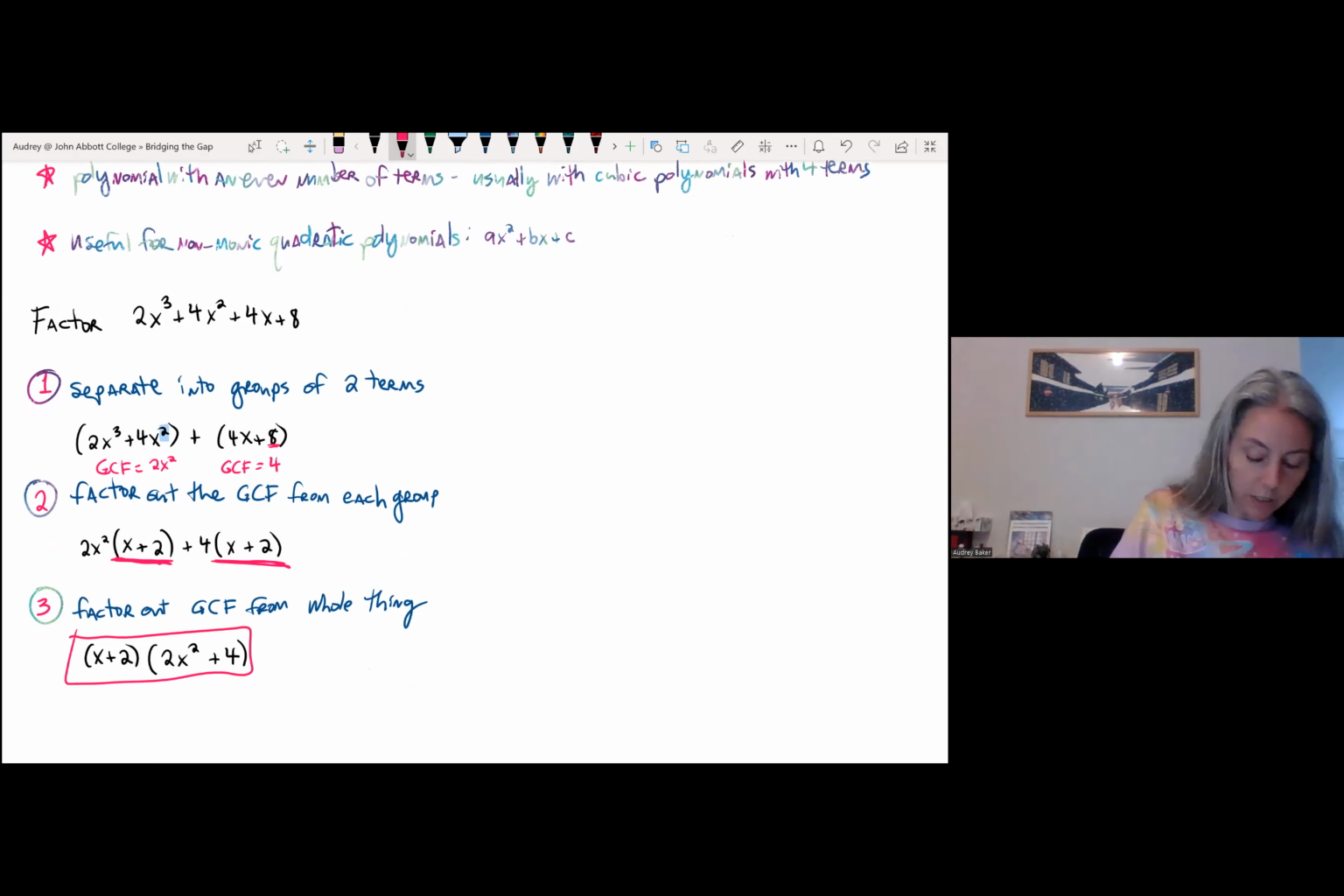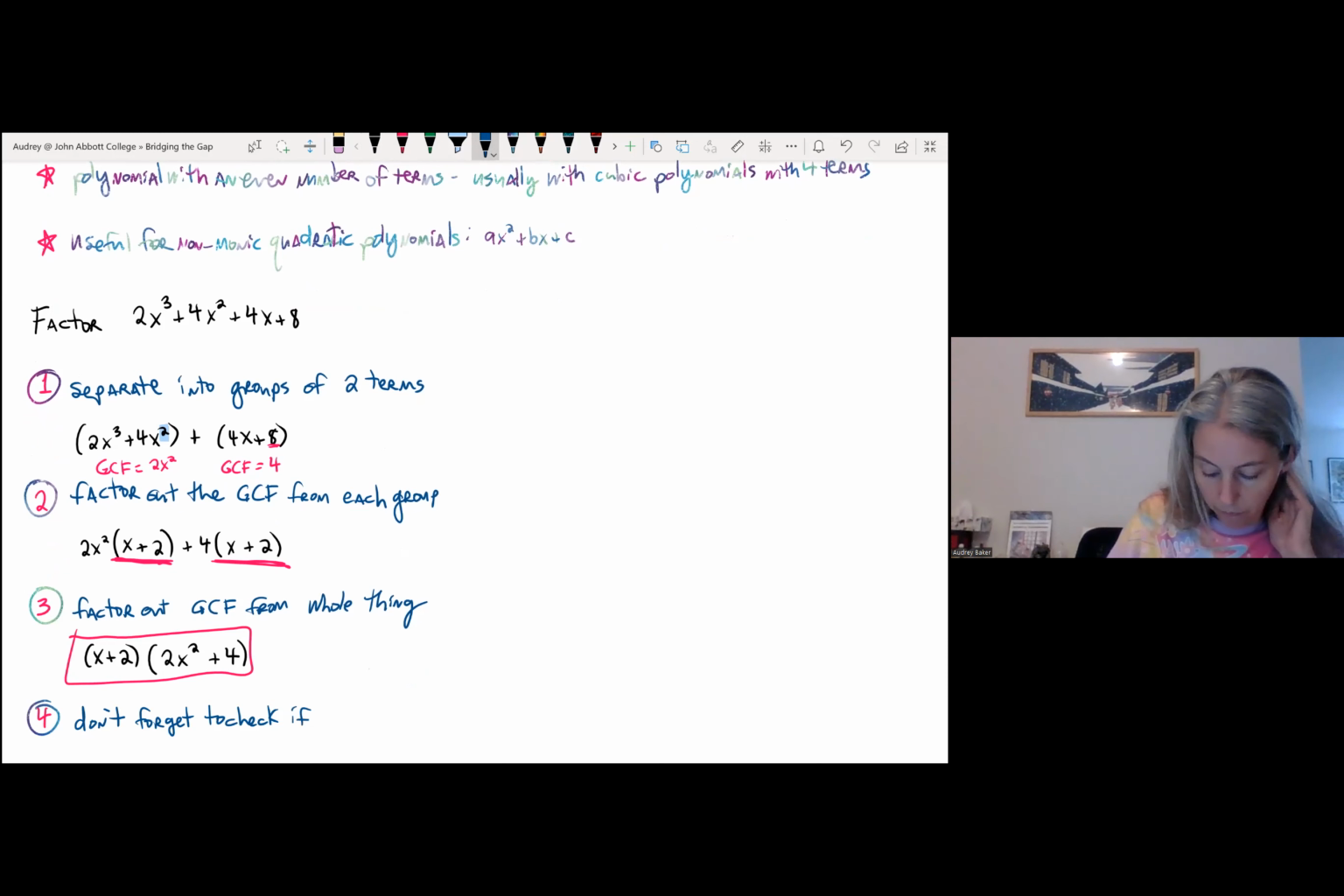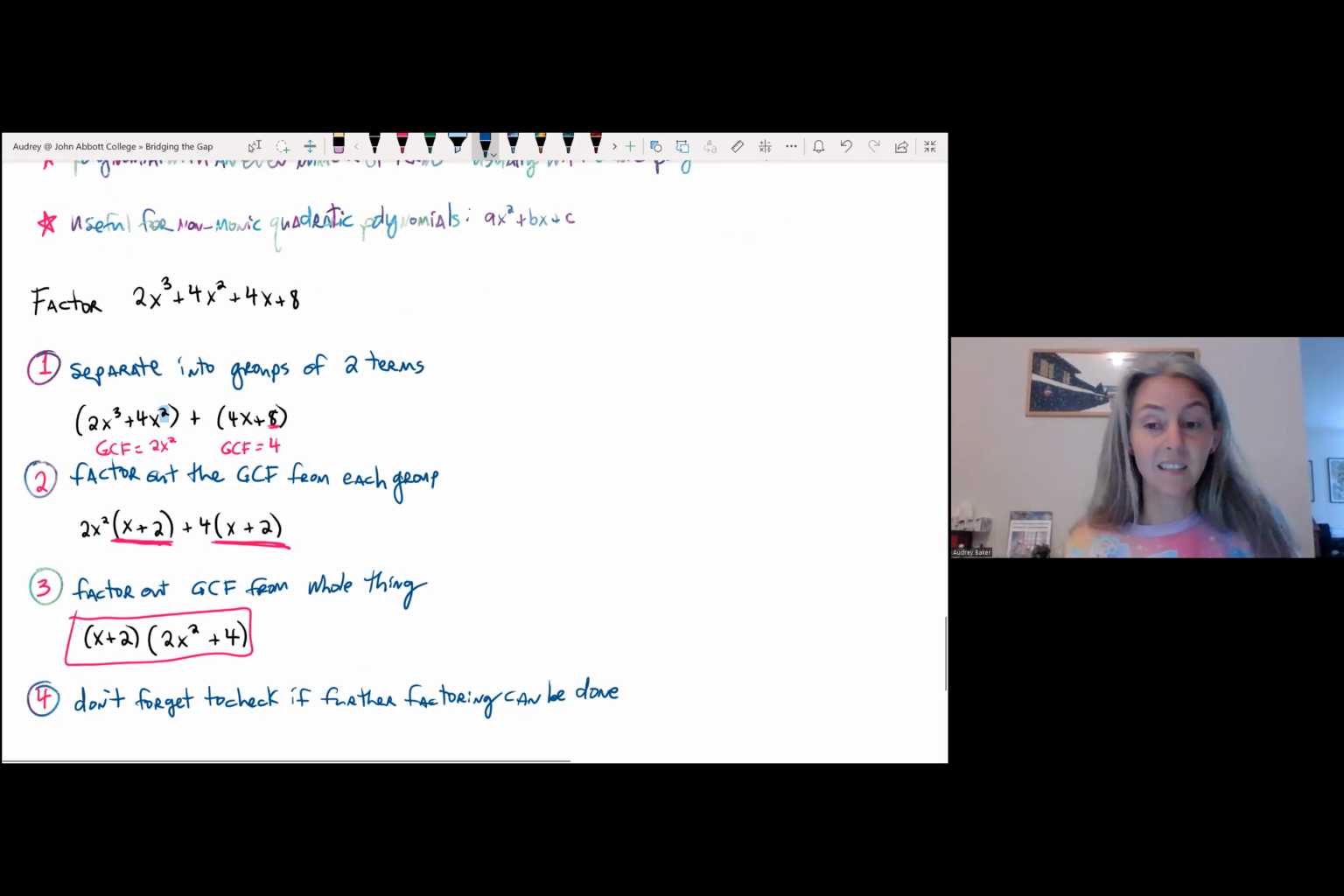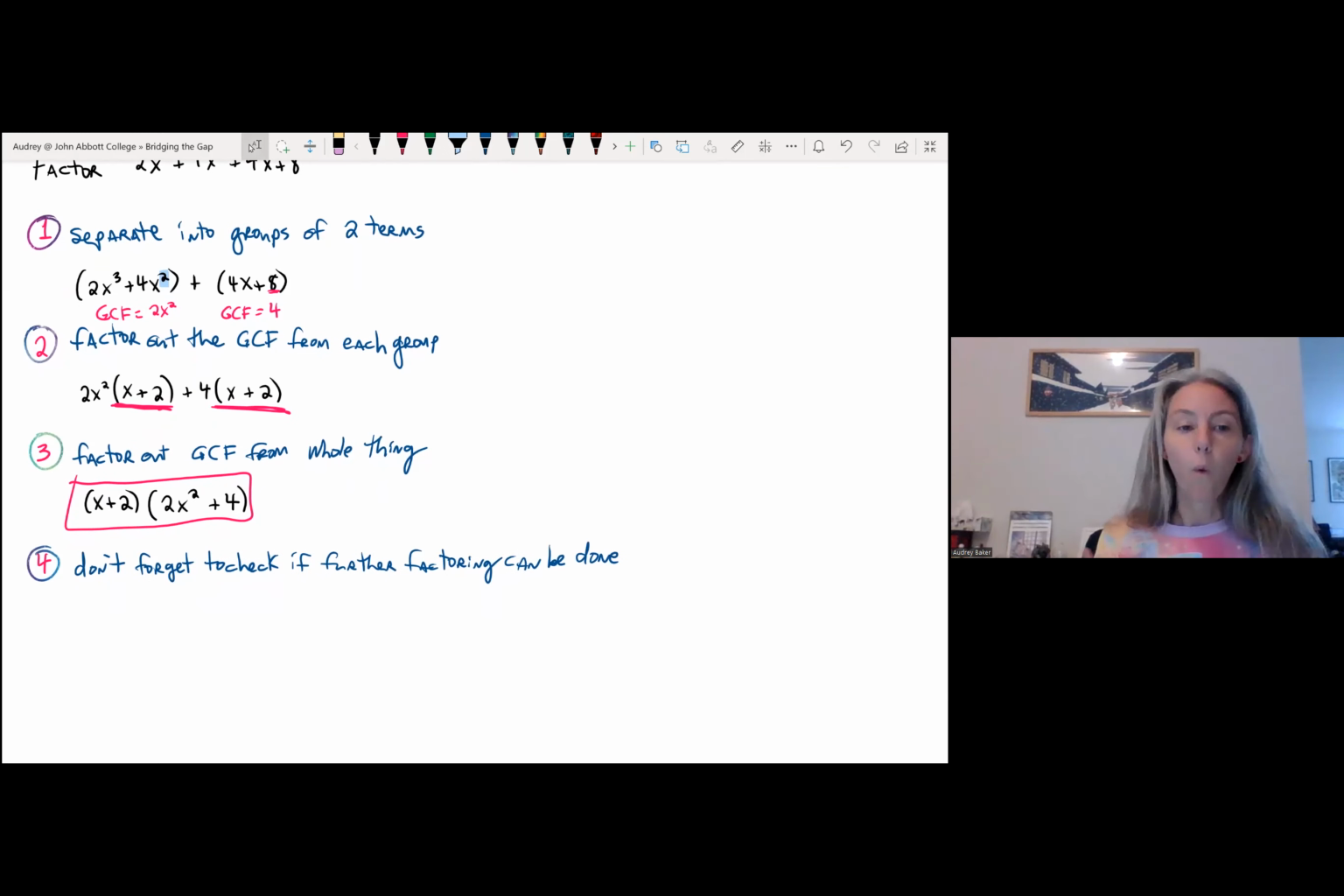Now we're going to have a fourth step, which is don't forget to check if further factoring can be done. And the answer in this case is actually yes. Why? Because I didn't factor out the GCF when I started. I could have, and that would have been great, but I didn't.